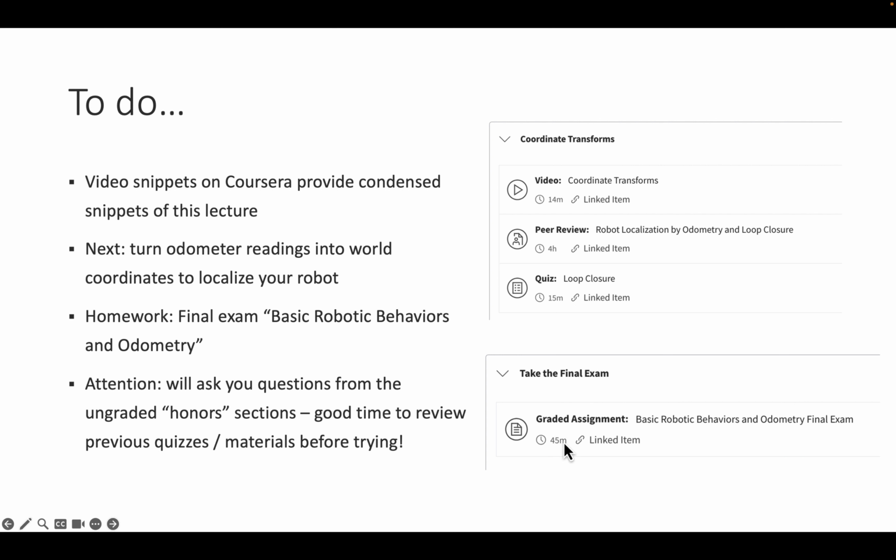And here, pay some attention. The honors section is not mandatory, but the final exam will have questions from the honors exam. So I recommend you to go back and review all the previous quizzes as well as the lecture materials until you thoroughly understand everything, and then go and take the final exam.